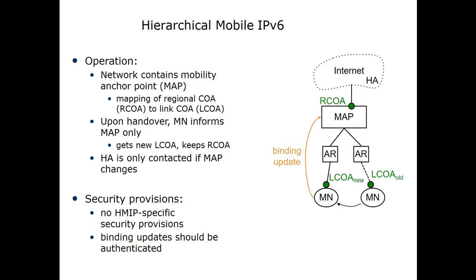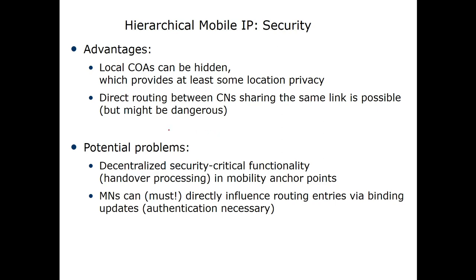The hierarchical mobile IP version 6 uses the handover, which uses a mobile node that informs the location, and then it will do the transfer of information from the home address, which is contacted with respect to the new location. So these are the security provisions. These are the advantages of using hierarchical mobile IP. It uses the local care of address, which can be hidden, and you can provide location privacy, and also redirecting the route between the corresponding nodes which share the same link.